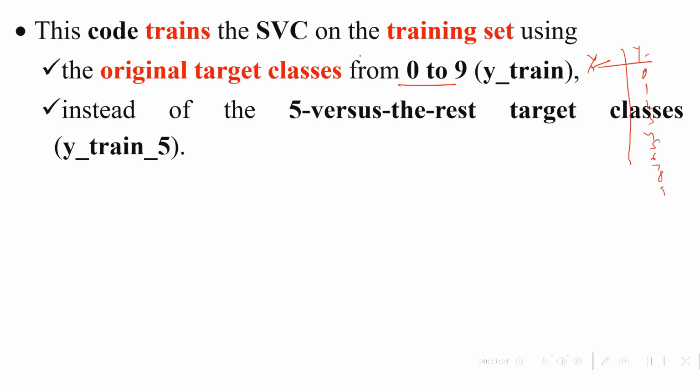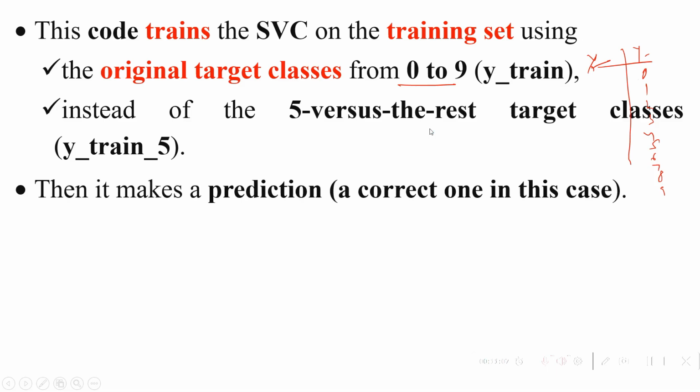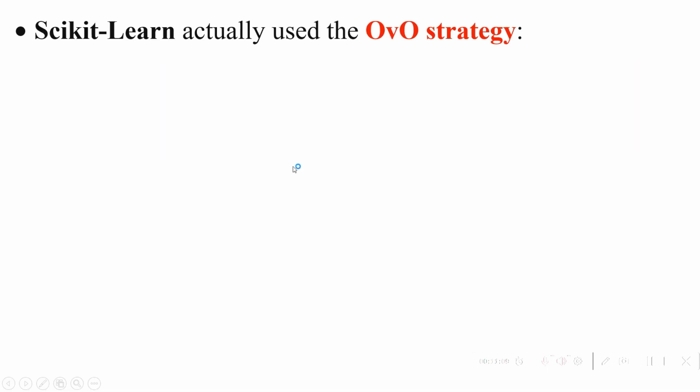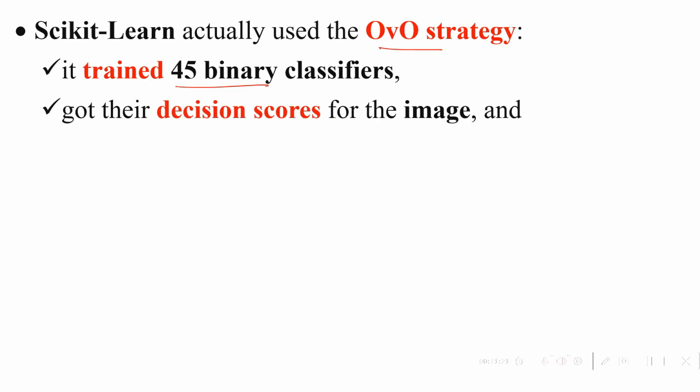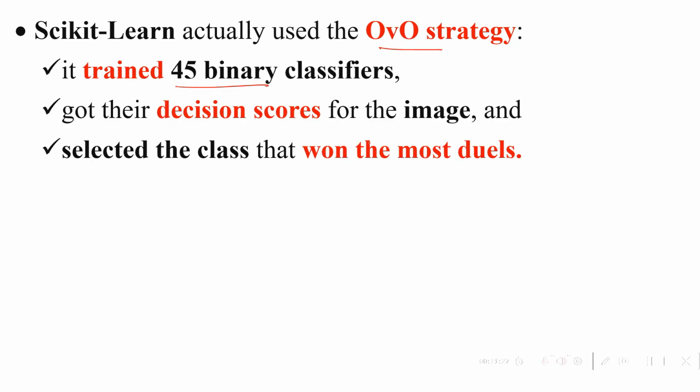Now, instead of the 5 versus the rest target classes, we use y_train for classes 0 to 9, and then it makes a prediction. Sklearn usually uses the one versus one strategy. It trained 45 binary classifiers to get the decision scores for each image, and selects the class that won the most duels.